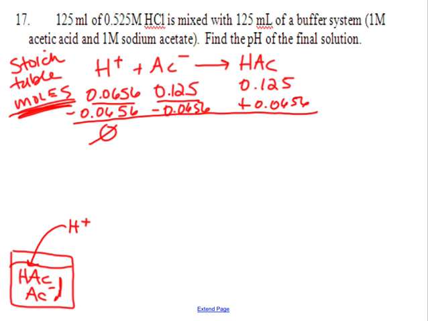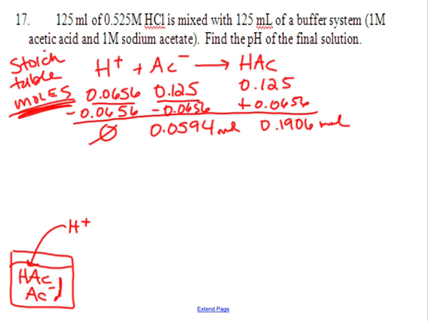All right? So AC minus, how much is left over? We had a little casualty. He lost some. How much? 0.0594. And HAC, how much is left over? 0.1906 moles. Okay, the war is over.